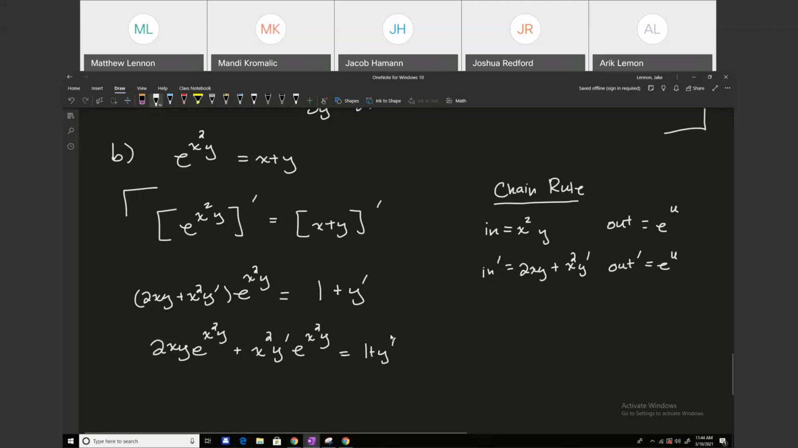So I'm going to move the y primes left and my other terms right. Essentially, there's 4 terms here. So 2xy e to the x squared y, I want to move that to the right because it does not have any y primes in it. So I'm going to subtract that on both sides.